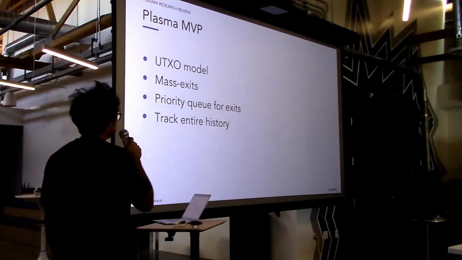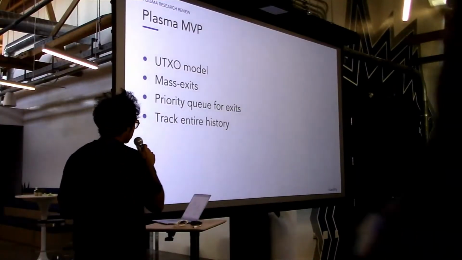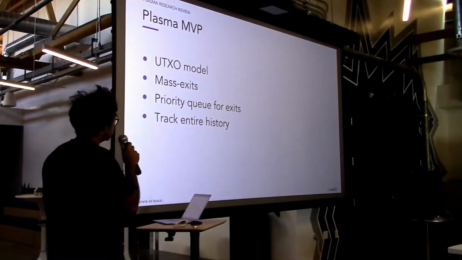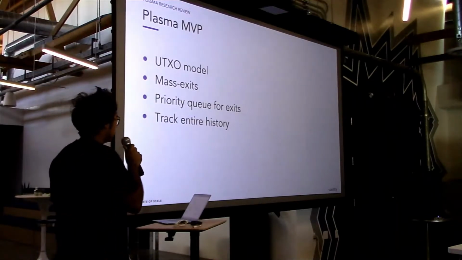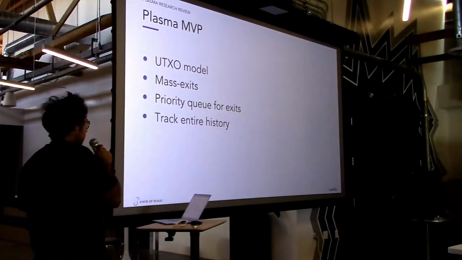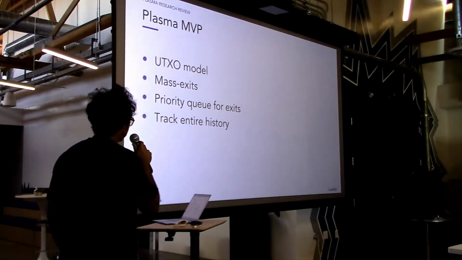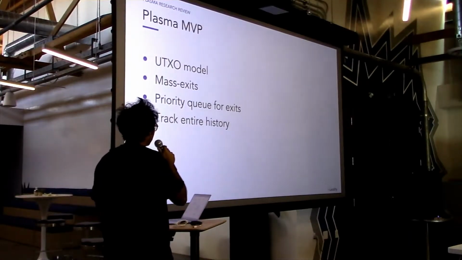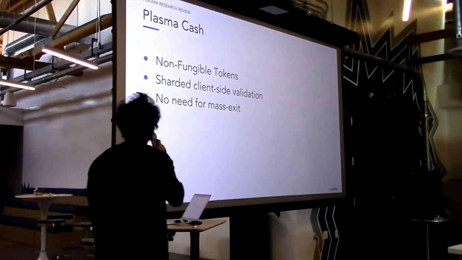So Plasma MVP is basically you have a UTXO model for deposits and withdrawals. The way that it works is that the participants basically track the entire history, and they signal with each other if there's something wrong going on with the sidechain, and if there is, they're able to exit all their funds. So there are some scalability problems in that the participants basically have to track the entire history to be able to know when something went wrong, and that's why you need the mass exits.